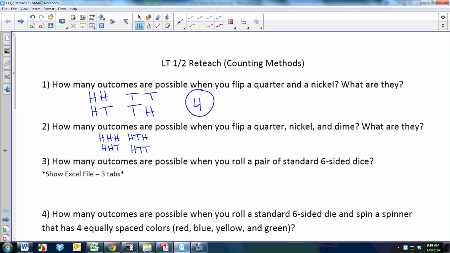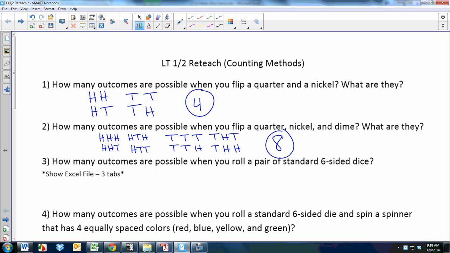Now the tails. Tails on all 3 coins. Or tails, tails, heads. Tails, heads, tails. And last one, tails, heads, heads. For a total of 8 outcomes.